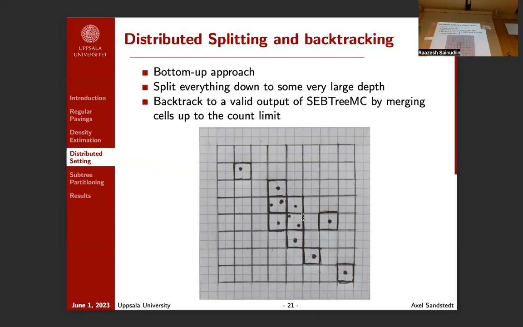And Johannes Kroner approached this Markov chain problem from a bottom-up approach. So what he instead did was, using a sparse representation, split down the data extremely low, so that every box perhaps only had a count of 1 or 0. And then he iteratively started merging up the boxes to a valid output of the Markov chain. And this is very nice in distributed computing. It maps very well to that.